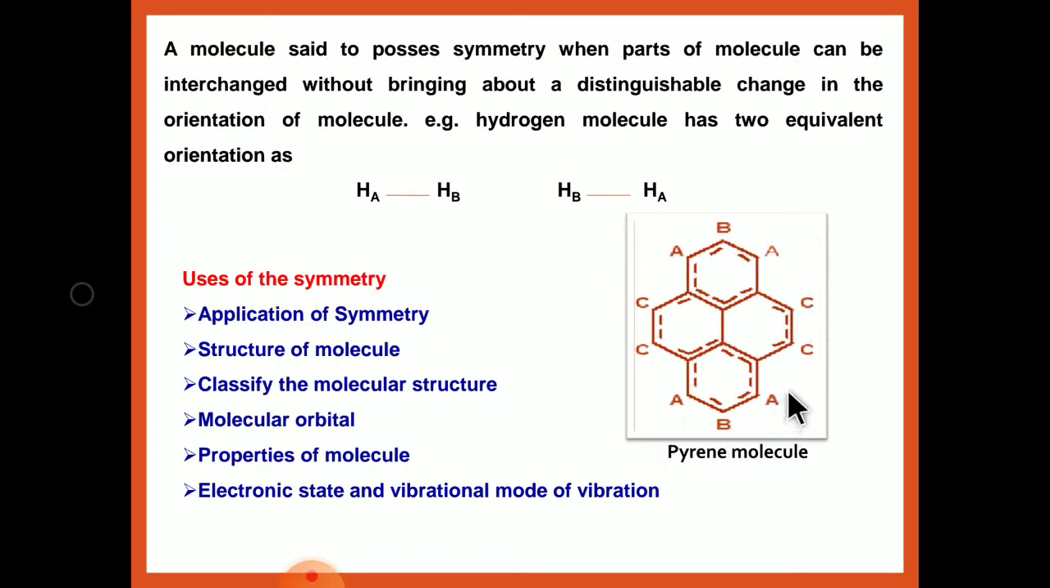There are so many uses of symmetry. First, applications of symmetry. We can apply symmetry to deduce the point group. Second, the structure of the molecule. We can find out the structure of the molecule. Next, we can classify the molecular structure. We can find out the molecular orbitals of the molecule. We can find out the properties of the molecule. Next, we can find out the electronic state and vibrational mode.